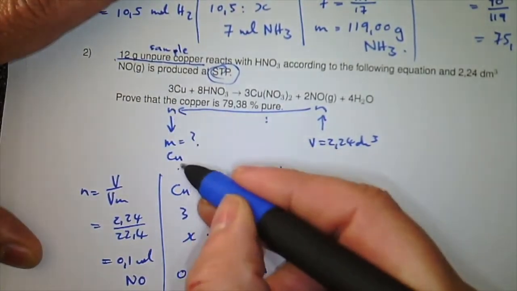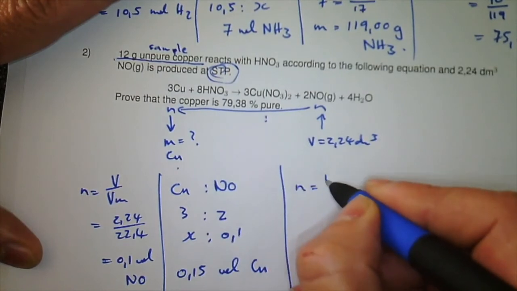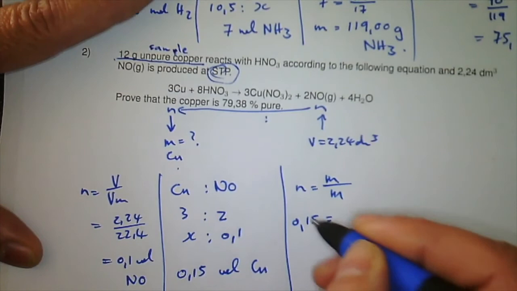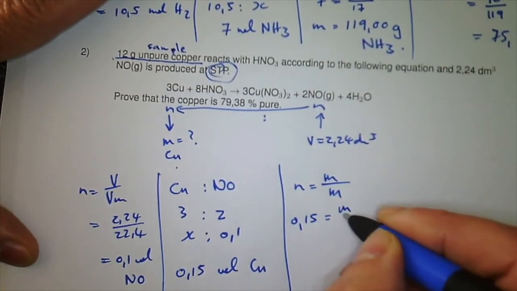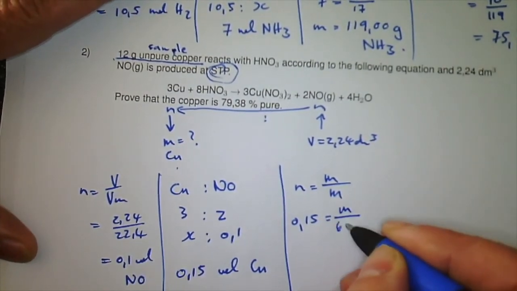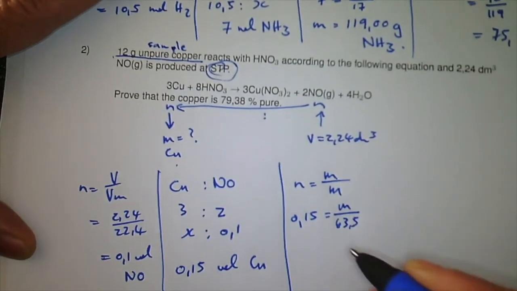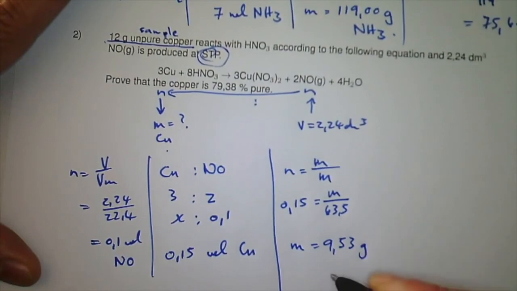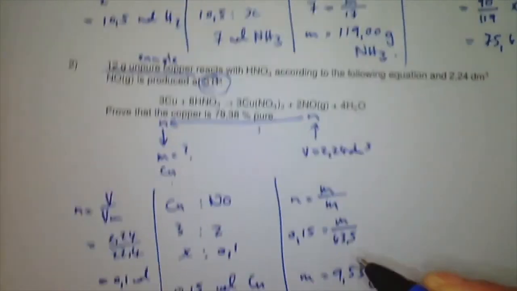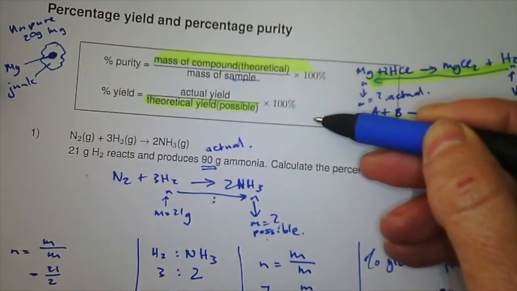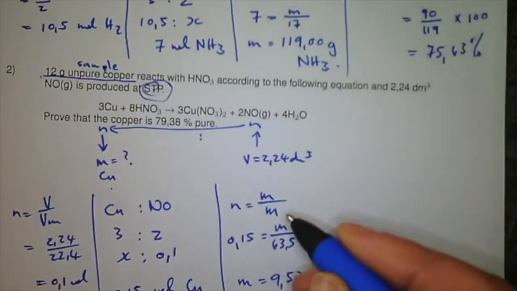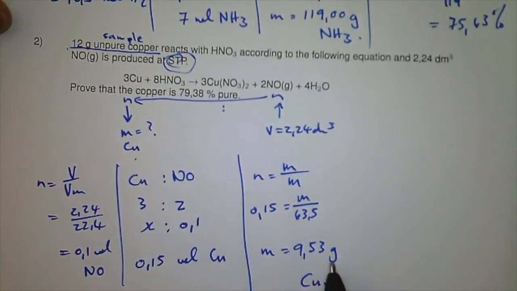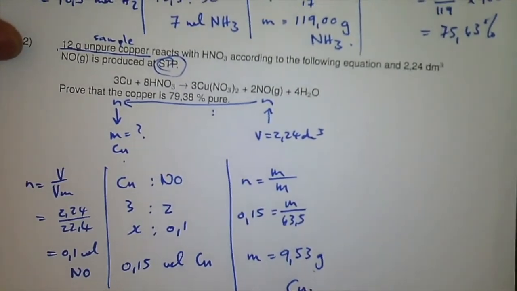Now I have the moles, I want the mass, n equals mass over molar mass. The moles are for copper, and therefore the molar mass should also be for copper. And that gives you a mass of 9,53 grams of copper. So I've worked back, and I've worked out what is truly copper. Because of that 12 grams, only 9,5 reacted.